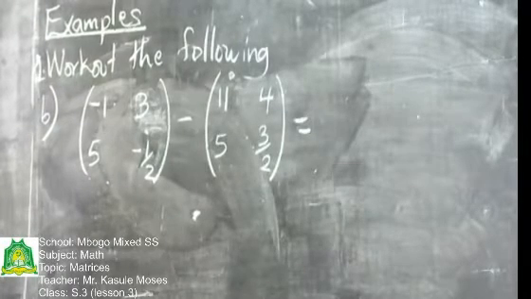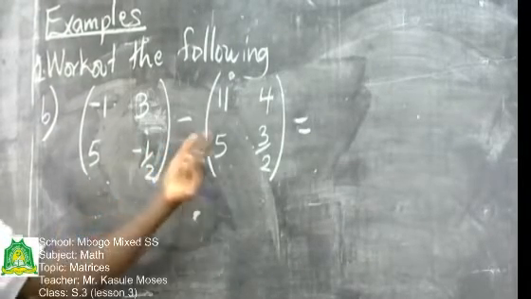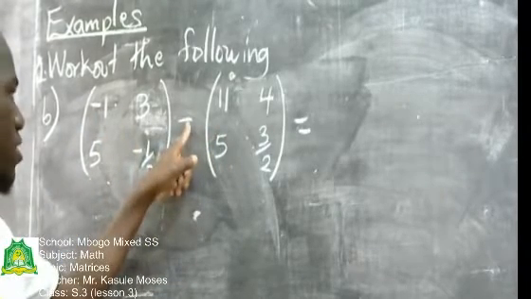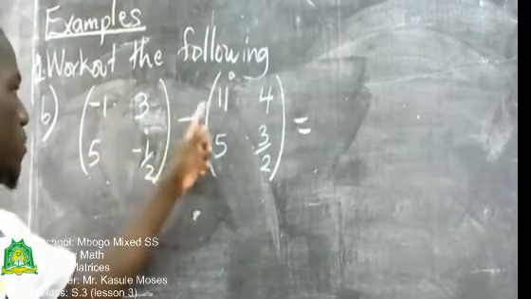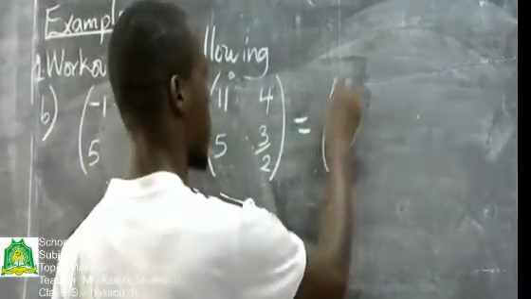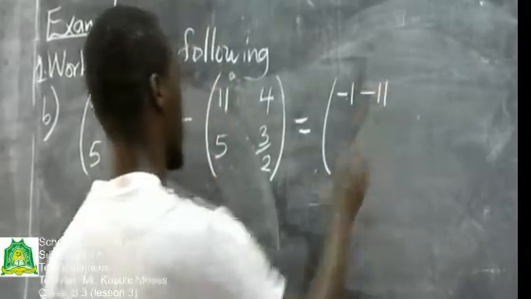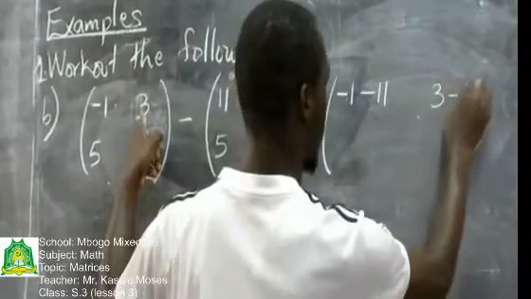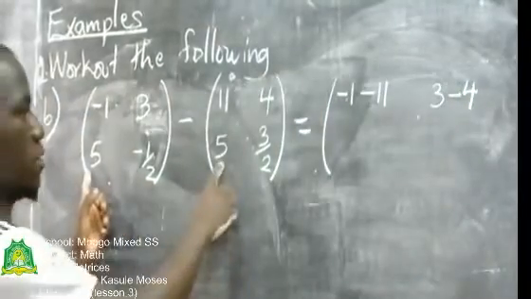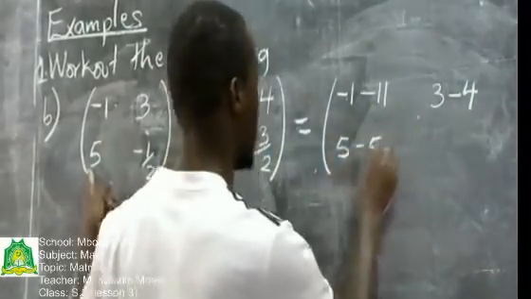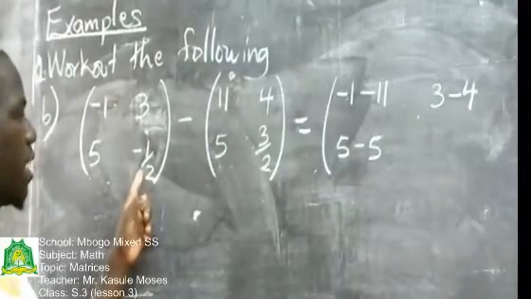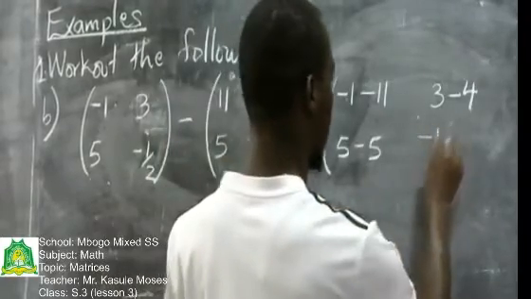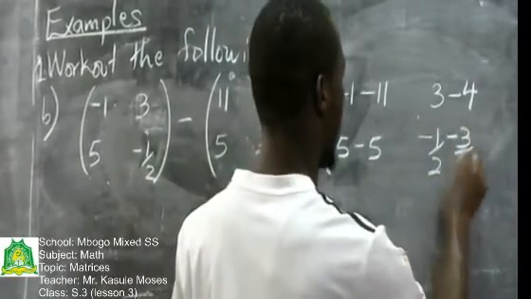So part B, we are having that matrix minus that matrix there. We said even if it is subtraction, we are going to subtract corresponding elements. So the negative 1 corresponds to 11. The 3 corresponds to 4, so that's 3 minus 4. The 5 corresponds to a 5, that is 5 minus 5. The negative half corresponds to 3 all over 2, so negative half minus 3 all over 2.